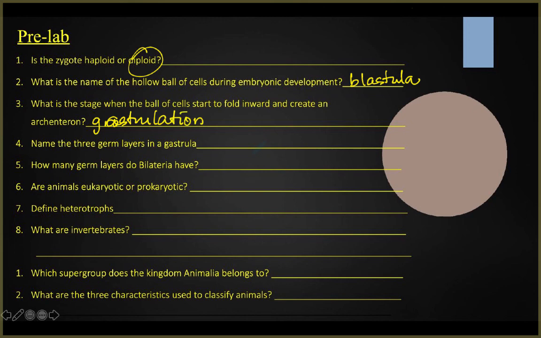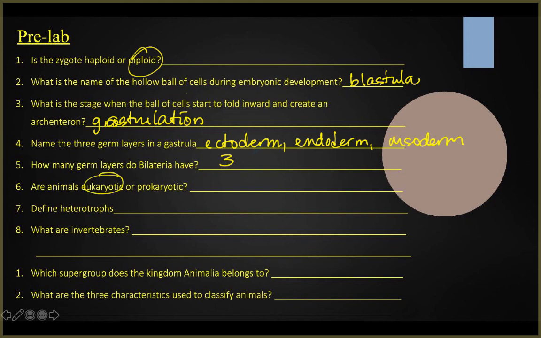Name the 3 germ layers in a gastrula. It's the ectoderm, the endoderm, and the mesoderm. How many germ layers do bilaterians have? 3. Are animals eukaryotic or prokaryotic?